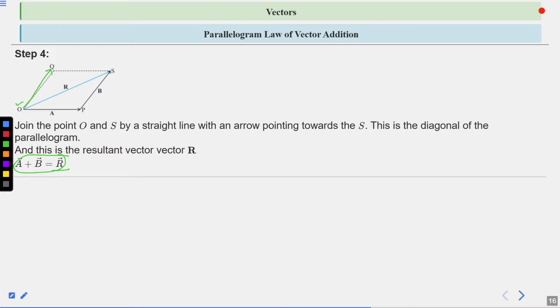Suppose we have a vector A and a second vector B. According to the parallelogram law of vector addition, draw parallel lines like this. Suppose this one is S and this is P, and vector B and vector PS are both parallel. So just take the name of this vector as B and remove this. Clear? So the resultant is R.